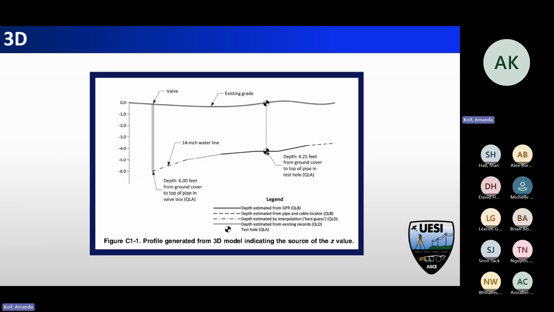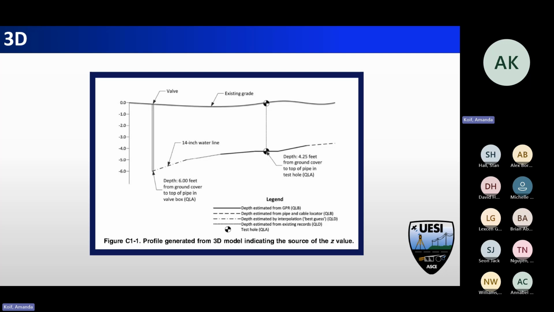So the 3D, kind of what I was talking about. So over here on the right, you've got where you dug a test hole. So now you know exactly where the top of that pipe is, and now we can depict that line correctly. They used a little bit of GPR, I think, in that solid segment. It looks like they adjusted it to that test hole.